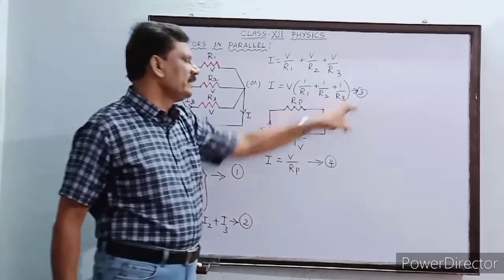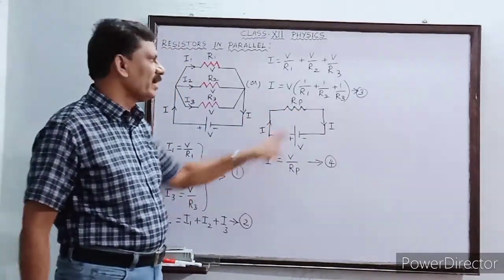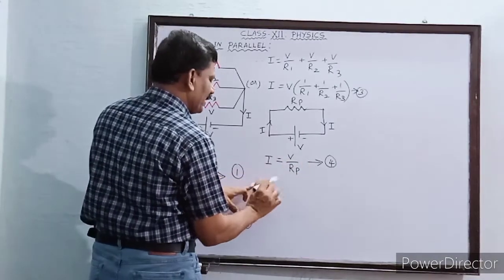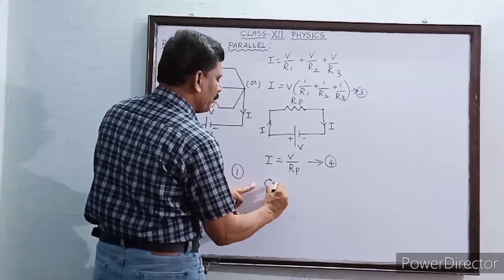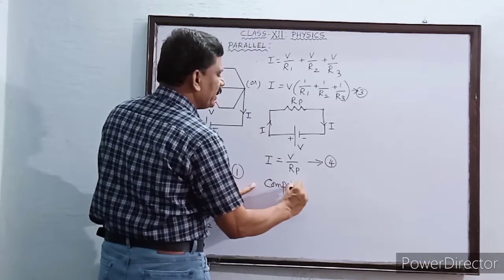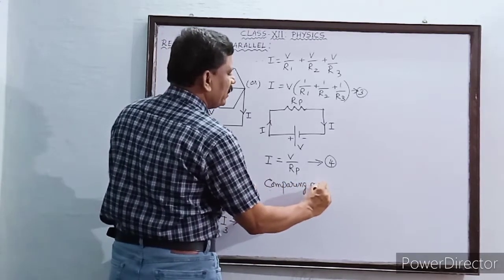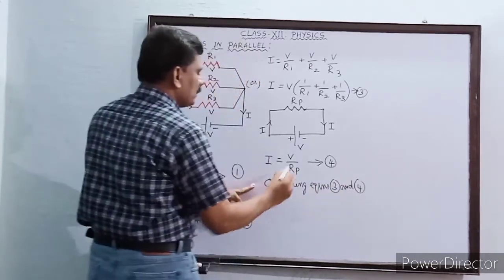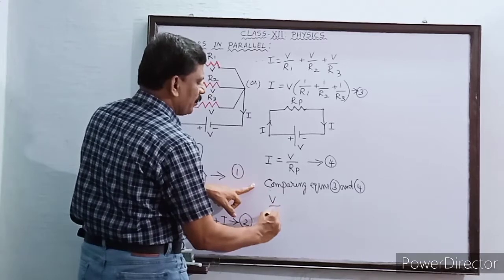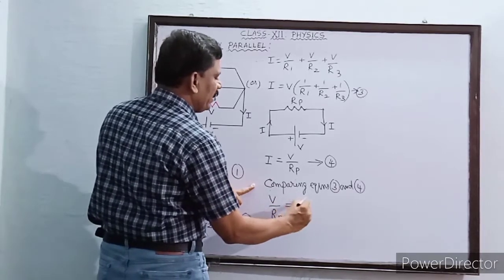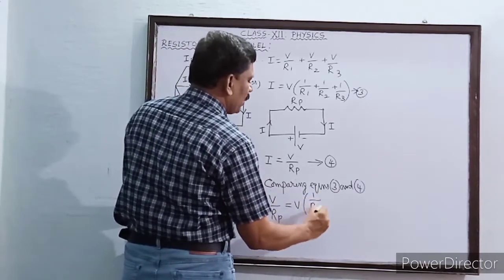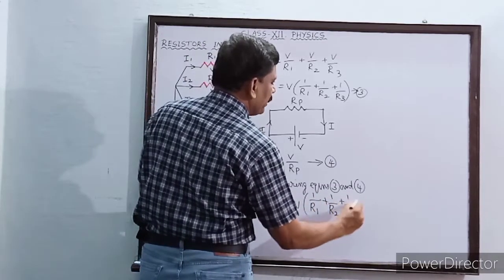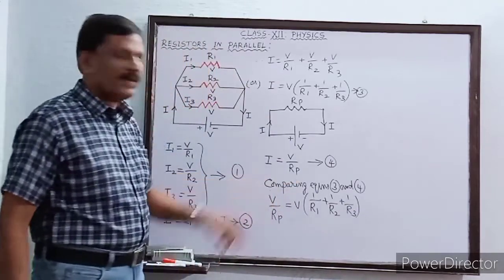Now look at equations 3 and 4. The left hand sides are the same. Therefore, I am going to equate the right hand sides. Comparing equations 3 and 4, V by R parallel is equal to V into 1 by R1 plus 1 by R2 plus 1 by R3. I have equated 3 and 4.